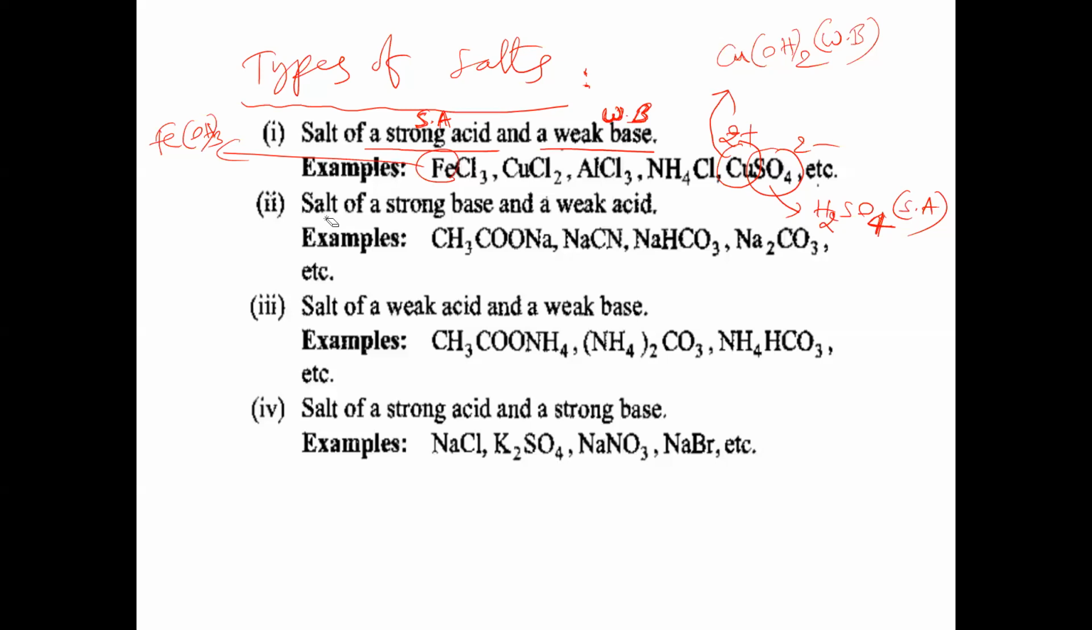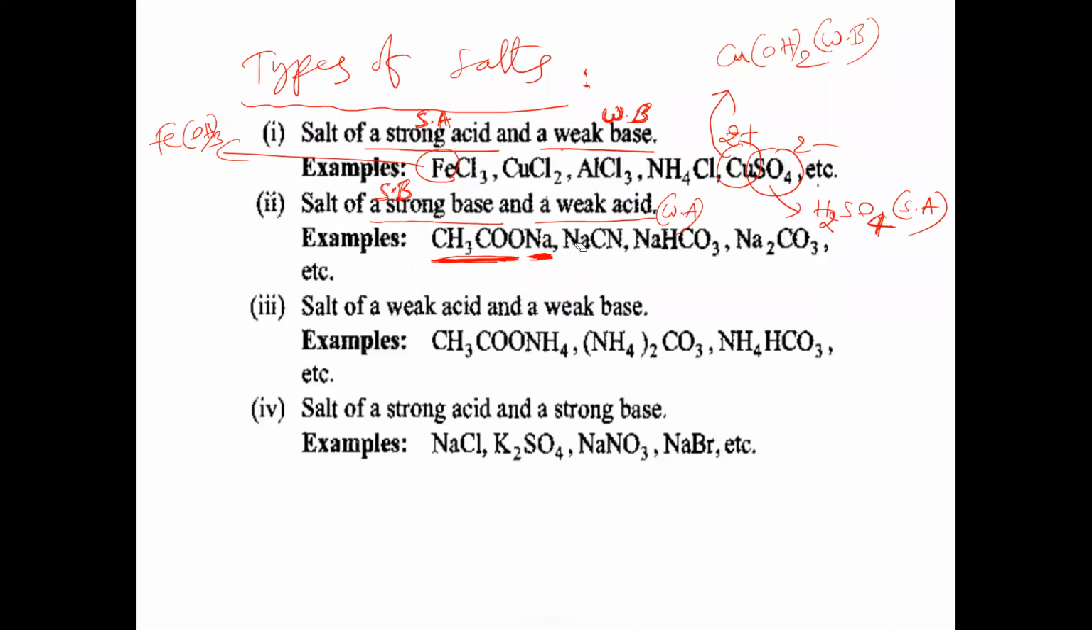Same, the second type of salts, check it here. Salt of strong base and weak acid. Weak acid means WA, strong base means SB. So strong base and weak acid. In this case here, CH3COO minus, Na plus. Now Na plus cation comes from NaOH, strong base, and CH3COO minus anion comes from weak acid, CH3COOH. From acetic acid we get the anion here, from NaOH strong base we get the cation here.